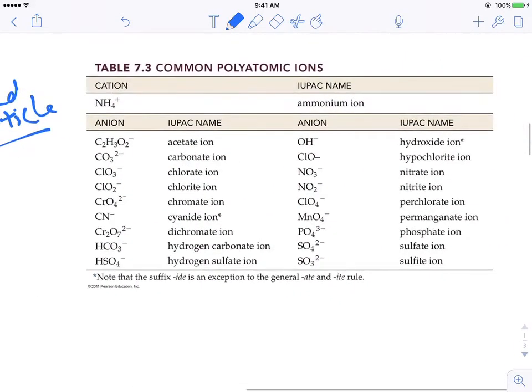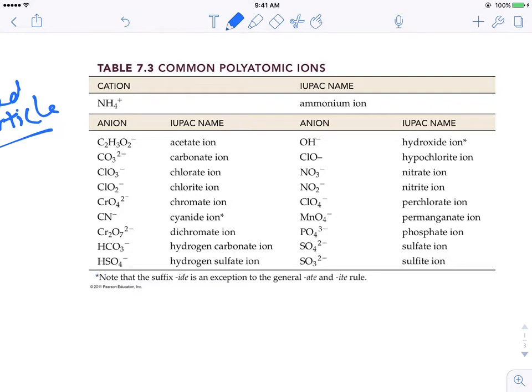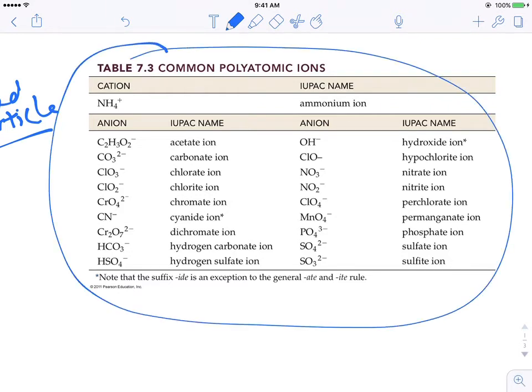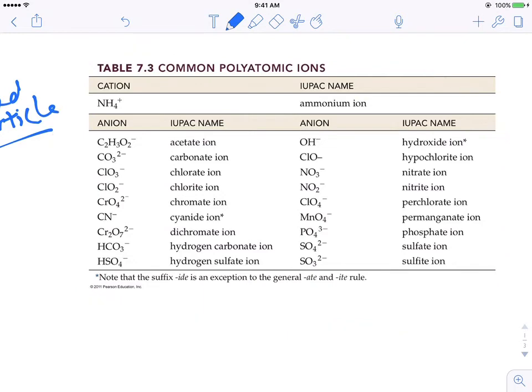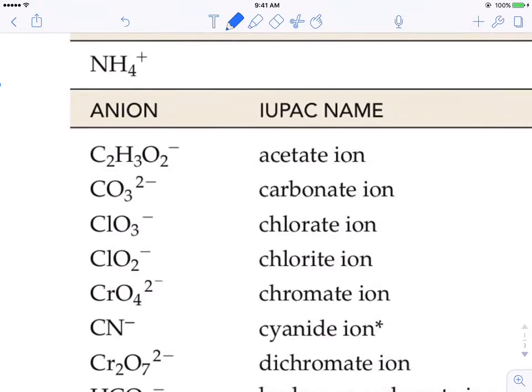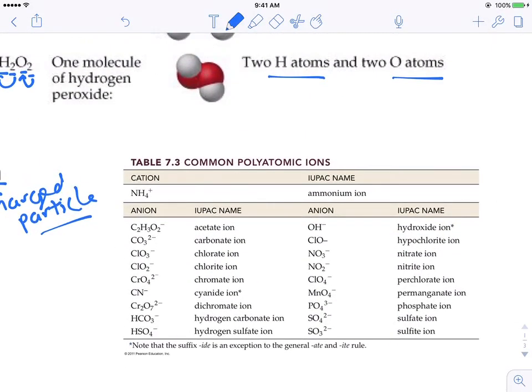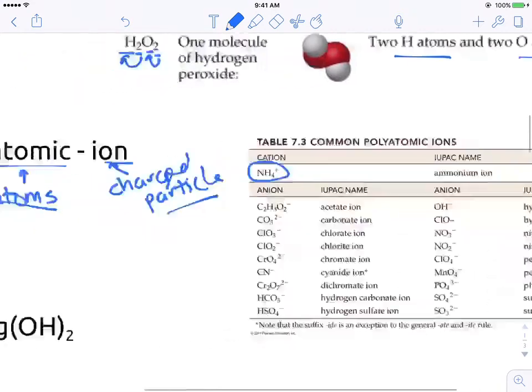And so there are a lot of these, and I'm not going to have you memorize them all. So oftentimes you'll be given a table to refer to different common polyatomic ions. So for example, something like acetate is made up of many atoms of carbon, hydrogen, and oxygen, and it is an ion, and it has a negative charge. And most of these polyatomic ions tend to be negatively charged, but there are some positively charged polyatomic ions like ammonium.